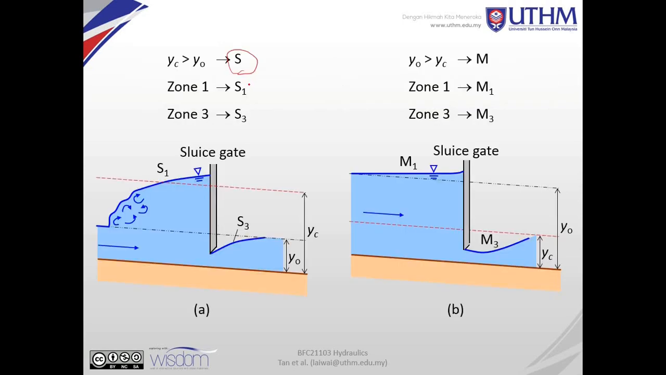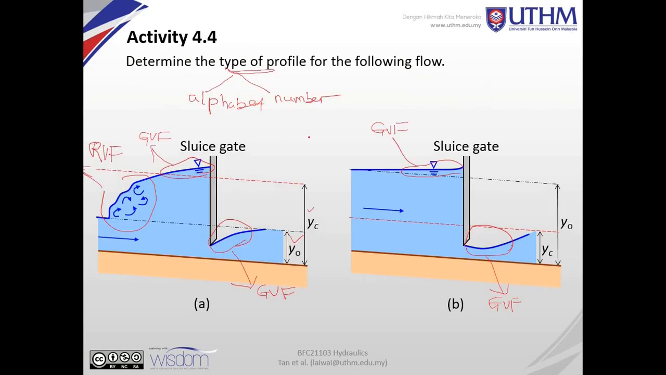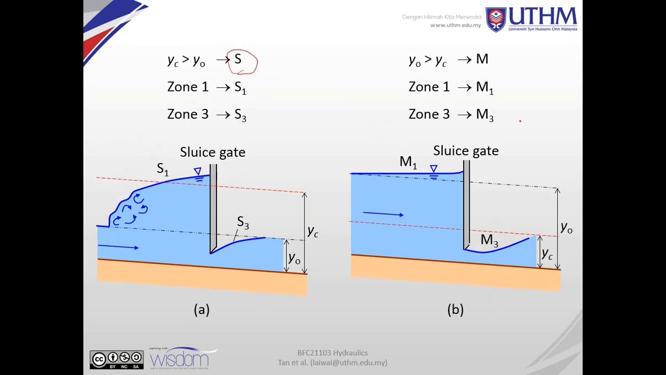Okay, for figure B, we compare Y0 and YC again, the same approach is made. We found that it's the vice versa. In this case, Y0 is more than YC, which means that the slope is a mild slope. So we represent the mild slope as M.